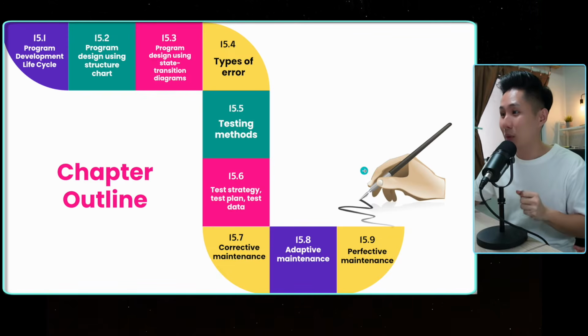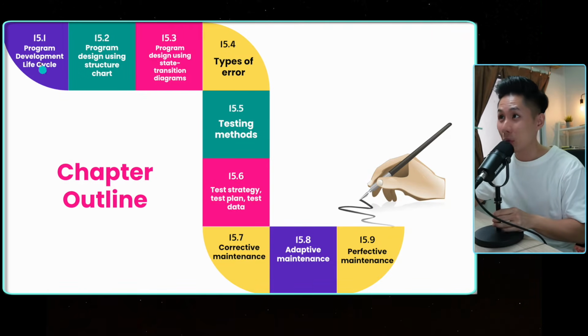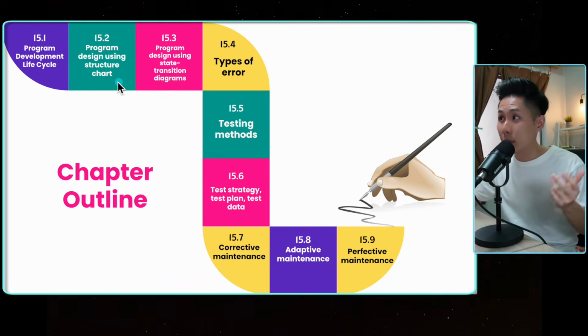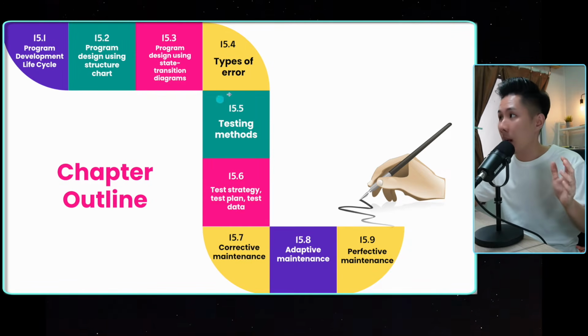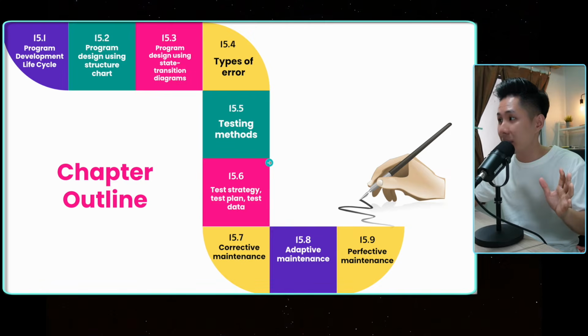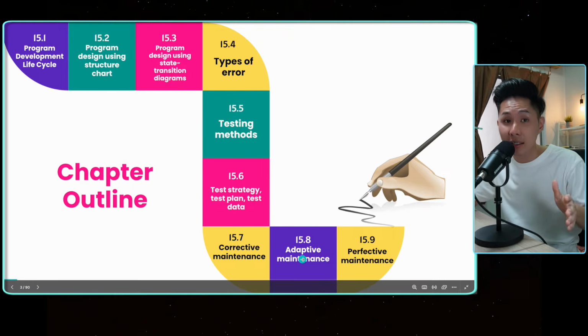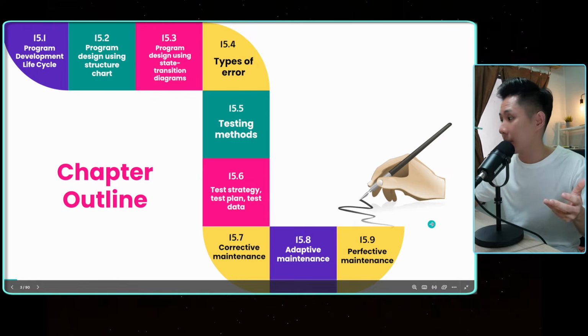Now, let's dive into what we will be learning today. We'll first look at how software is developed through this cycle and look at some of the tools that software engineers use, followed by errors, testing methods, and strategies. And we'll end the video with the different types of maintenance someone can do to the software.